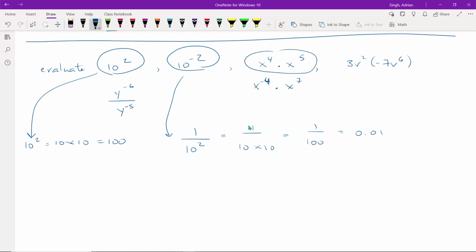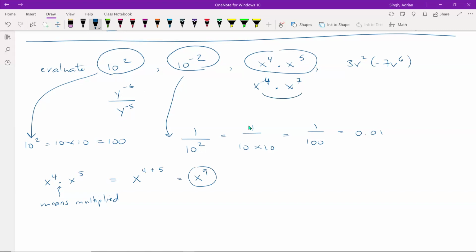x to the 4 times x to the 5. So often in chemistry, you'll see this little dot here. That dot means multiplied by. Okay, it's not a decimal point, in the strict sense of the word. It's multiplication. So when you have exponents that you're multiplying, you simply add those exponents together. So x to the 4 times x to the 5 would be x to the 4 plus 5, which would be x to the 9 as your final answer for that one.